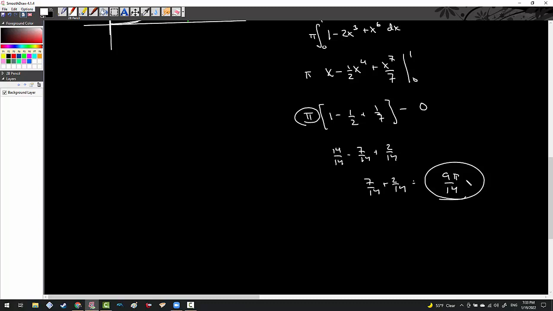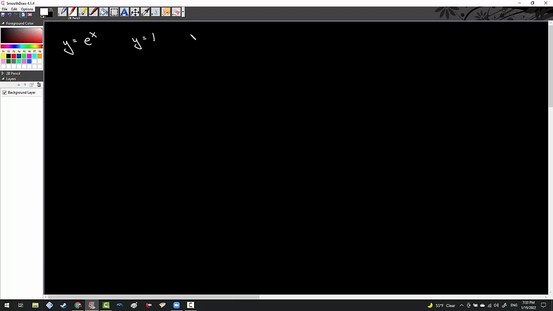Let's do one when it's dy and when it's off axis and creates a hollow shape as our last example. So y equals e to the x, y equals 1, x equals 2. I'm going to rotate this thing about x equals 4. So always, a picture is worth 1,000 words. So please draw a picture of this figure here.